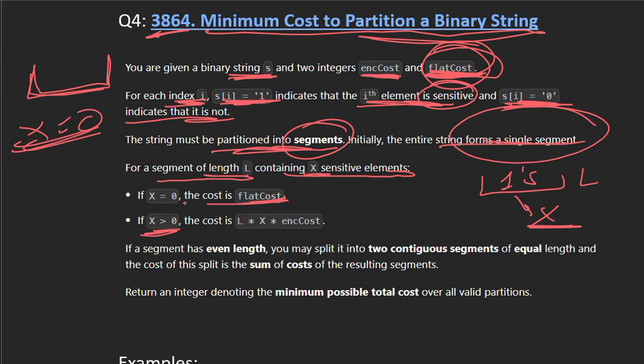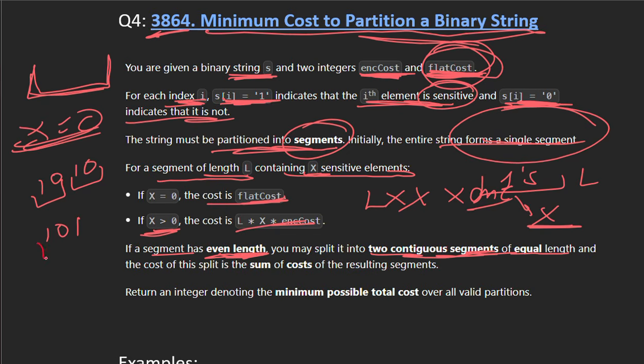Else, if the number of ones is greater than 0, then the cost is total length times number of ones times enc cost. So this is the cost. One more thing: if a segment has even length, then we can split it into two continuous segments of equal length. Suppose we are given 1 0 1 0, then we can split it into two parts. But if a segment has odd length, we can't split it further, because we can break a segment into two segments of equal length only. The cost of a split is the sum of the cost of the left part and the cost of the right part.